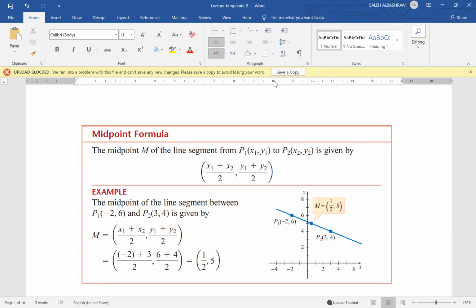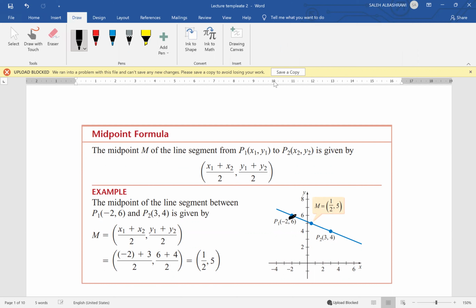For the midpoint formula, the midpoint M of the line segment from 2 points B1 and B2. So for that, we have these 2 points, B1 and B2, given with the coordinates -2, 6, and 3, 4. The midpoint M will be given by the formula x1 plus x2 divided by 2. Since it is midpoint, mid means the half. So divided by 2, and y1 plus y2 divided by 2. This will be the coordinate of the midpoint of the 2 points B1 and B2.